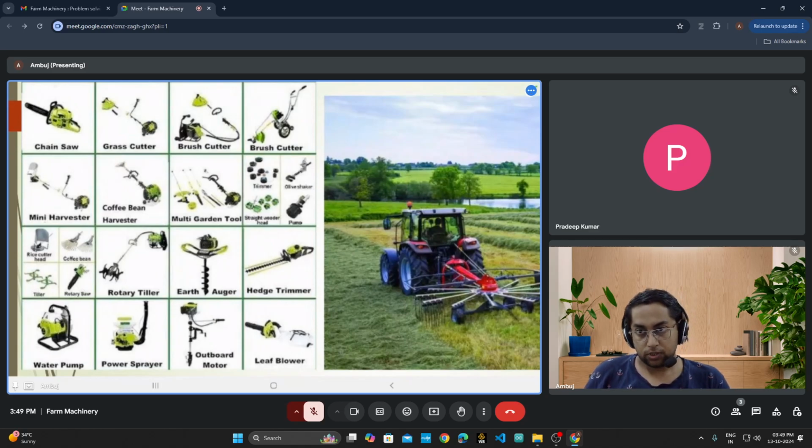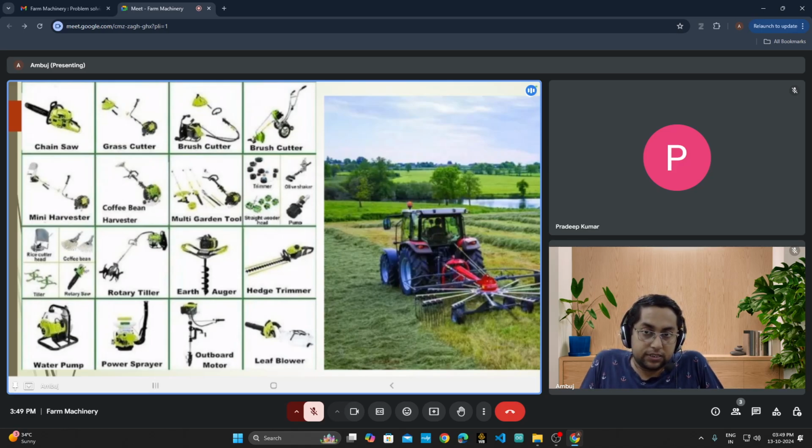Then mini harvester is there. Yes, this is also an equipment. It is very useful for harvesting different types of crops. Through the cutting blade, sometimes the farmer uses it for clearing the fields of grasses also. Then coffee bean harvester is there. This particular harvester plucks tea and coffee types of crops from the plant.